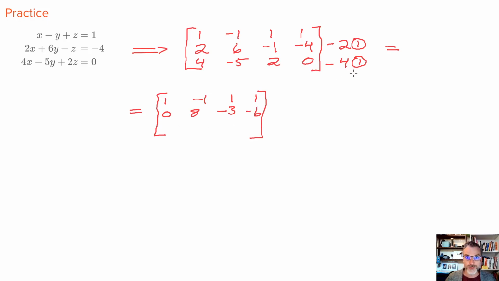Third row, I subtract 4 times the first row, so I've got 4 minus 4, minus 5, minus 4 times minus 1, so minus 1. Then 2 minus 4 times 1, so minus 2. And then 0 minus 4 times 1, minus 4. Okay. And you can keep on doing this. But this just gives you an idea of how we could write these systems, just in terms of coefficient matrices, and how we can operate on the rows and combine them and rearrange things that way.